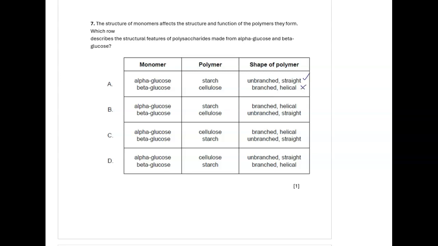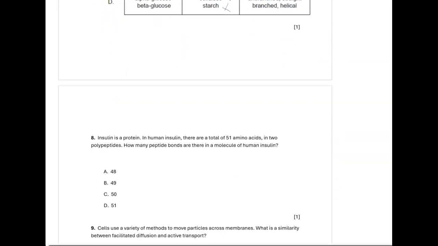And actually, to be fair, it's sort of not really straight. You could argue that was straight, that was true because it's unbranched, but it is then helical, but also another part of it is branched. So anyway, let's just say that's not right either. Then alpha glucose, starch, branched and helical. That is definitely correct, sorry. Beta glucose cellulose, unbranched and straight, that's also correct. So B is looking like a pretty good option now. So let's just check. Alpha glucose cellulose, no. Beta glucose starch, no. So our answer is B, and we fact checked it.